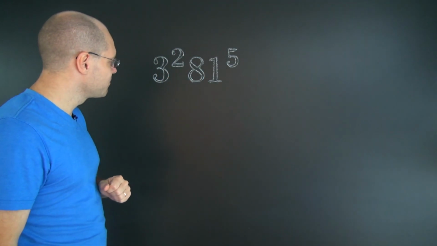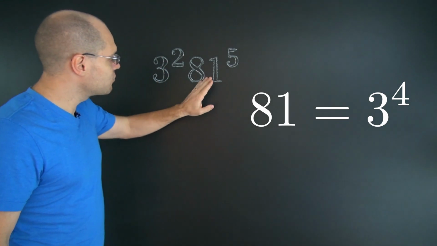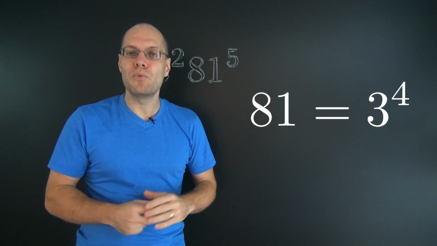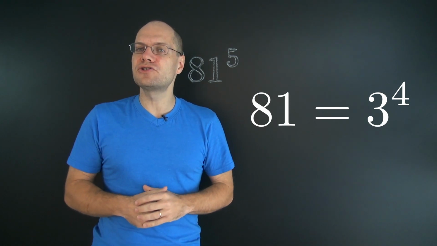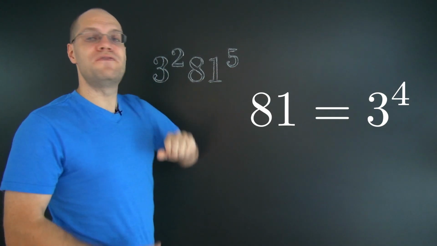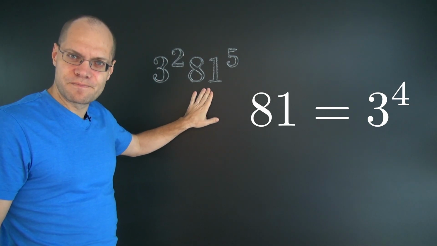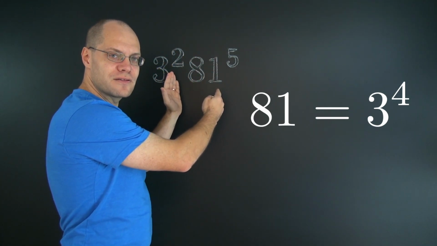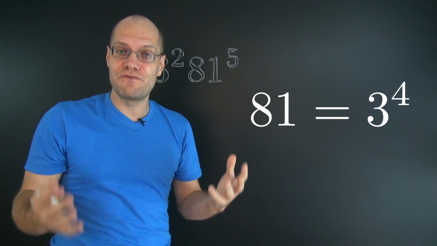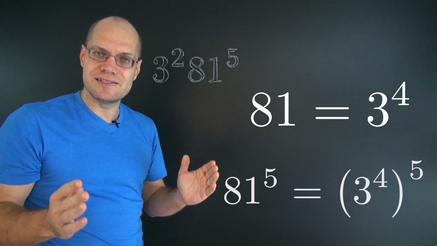Getting back to this problem, we recognize that 81 is 3 to the 4th. So we will now replace 81 with 3 to the 4th, but we have to do it carefully. We have to preserve the overall structure of the expression. In this expression, we have 81 to the 5th power. So when we replace 81 with 3 to the 4th, we must have 3 to the 4th raised to the power of 5. We must make it clear that it is the value 3 to the 4th that's being raised to the 5th power. In other words, parentheses are in order.